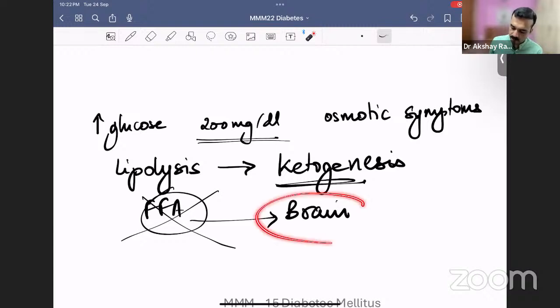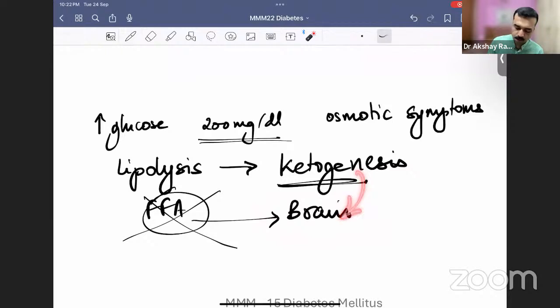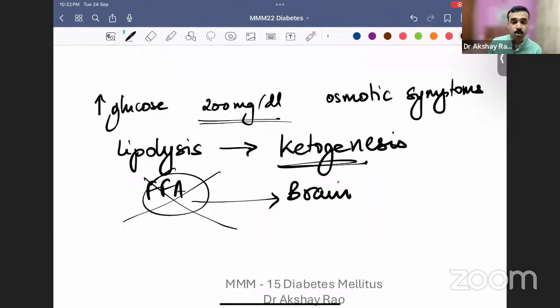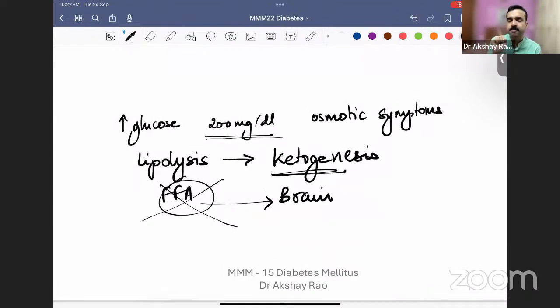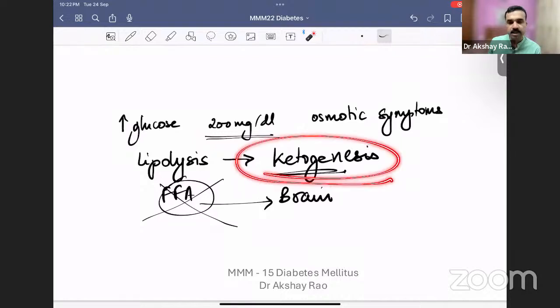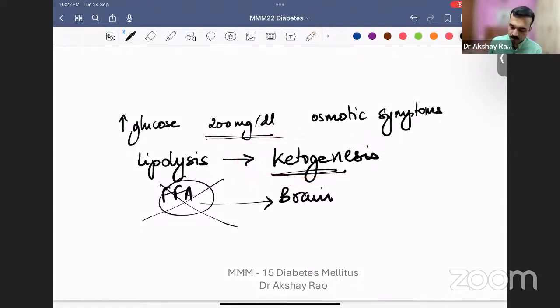So finally, it is left for the brain to use ketone bodies. Ketone body synthesis happens, which can happen only during insulin deficient states. Even a little bit of insulin is enough to prevent ketone body synthesis. So if you see a patient who has very high blood glucose levels but is receiving insulin, don't worry, they cannot go into DKA because any amount of insulin will prevent ketogenesis.